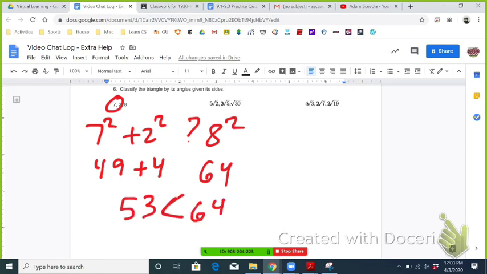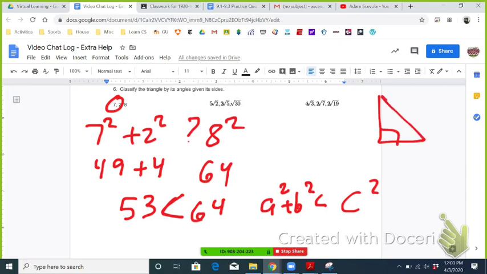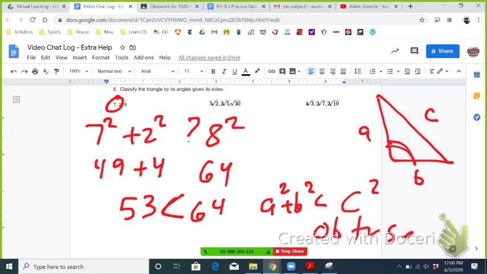Alright, well, that means c squared is bigger than a squared plus b squared, which means that it's not a right triangle, okay? It's a triangle where the biggest side squared is bigger than the legs squared, which means it has to be obtuse. So if the hypotenuse squared is ever bigger than the legs squared, it's obtuse.